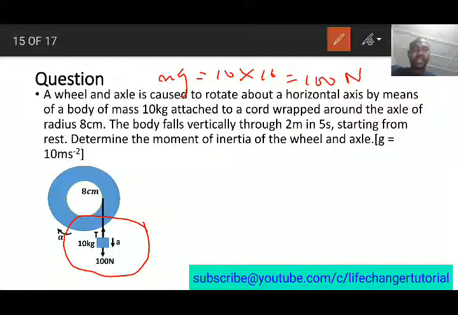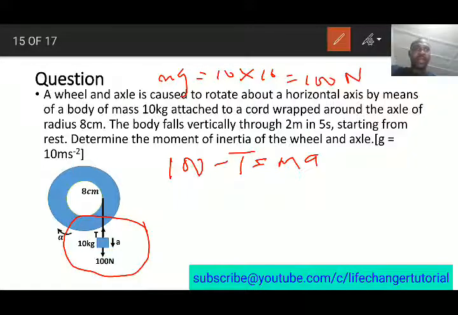Since the object is moving downwards, you know that the resultant force acting on a body is the product of its mass and its acceleration. So the resultant force here will be 100 minus T. 100 is greater than T because the motion is downwards, and it must be equal to mass times acceleration, a.